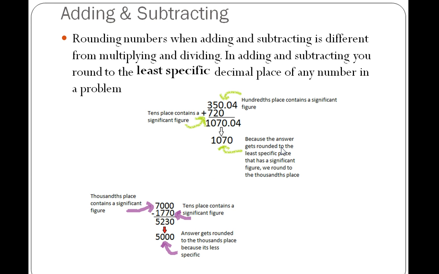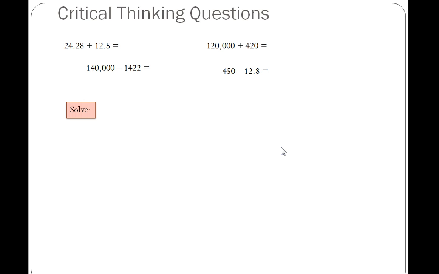Same thing with subtracting. The first number is to the thousandths place, and the second number is to the tenths place. So your answer gets rounded to the tenths place because it's less specific. Some critical thinking questions right here. Some answers, you get those because those are least specific.